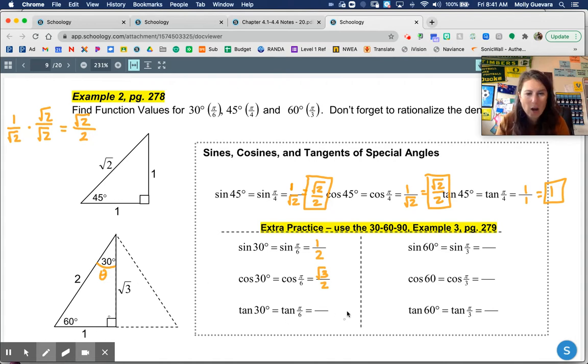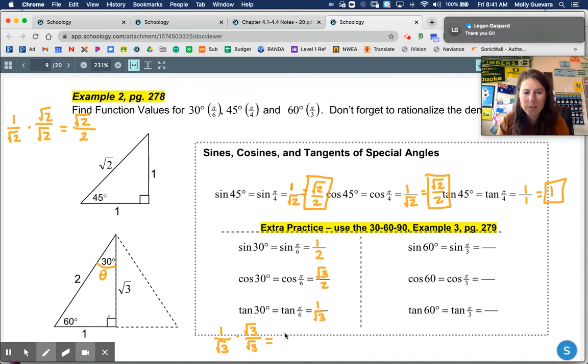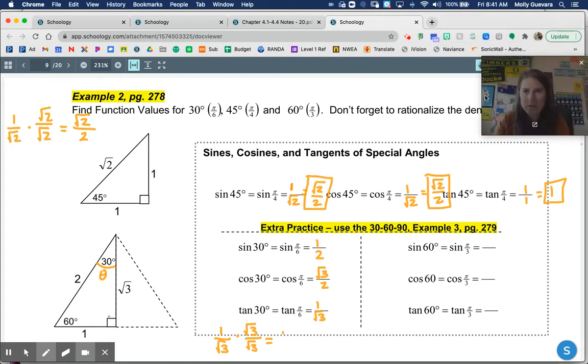Tangent is opposite, which is 1, over adjacent, which is root 3. So now I have an issue because I can't have square root of 3 on the bottom. So I'm going to take 1 over root 3, and I'm going to multiply it by root 3 over root 3. Because I want to get rid of that square root on the bottom. So 1 times root 3 is root 3. And then root 3 times root 3, the square roots cancel, and I just get 3. So this is really square root of 3 over 3.